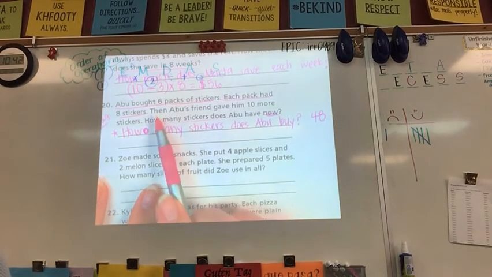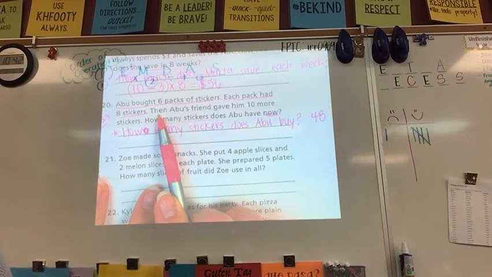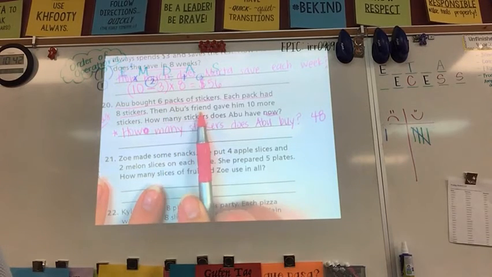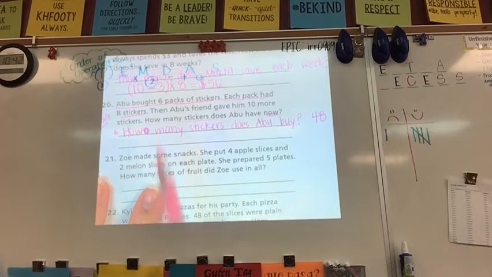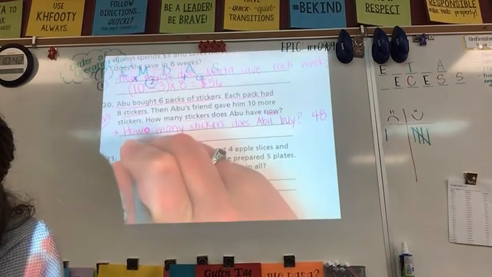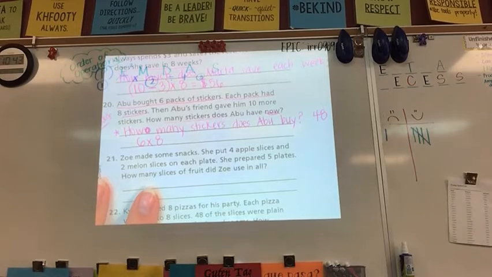Who wants to read this next sentence for me? Keegan, loud and proud. Then Abu's friend gave him 10 more stickers. Ooh, 10 more stickers. 58. So far you did 6 times 8 to get 48. How would I represent 10 more stickers? I'm looking for 58.